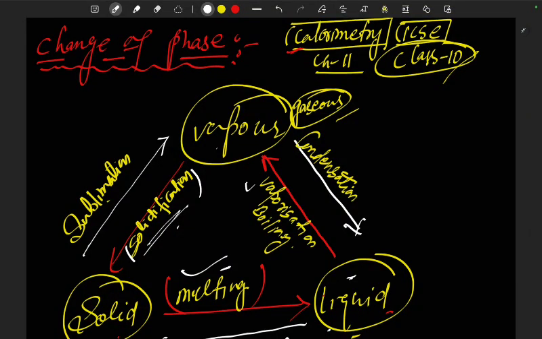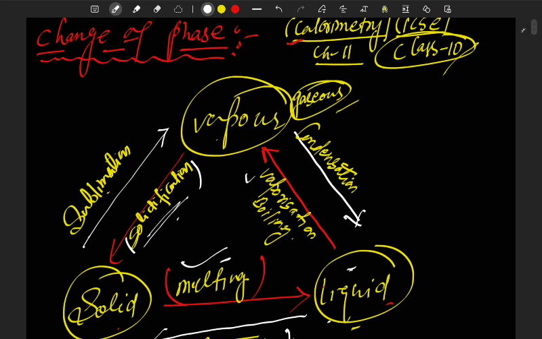Today we are going to start one important topic from the chapter of calorimetry, ICSE Physics Class 10. So what is calorimetry? Already we have discussed. So today we are going to discuss change of phase. So what is change of phase?